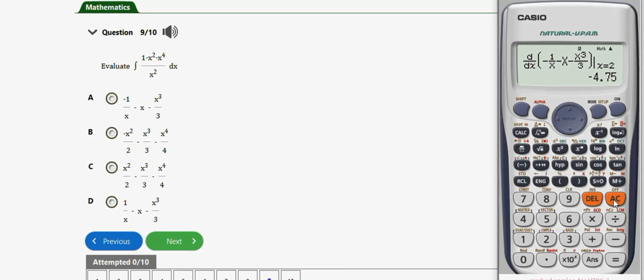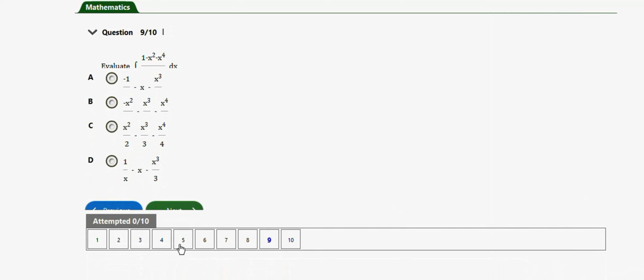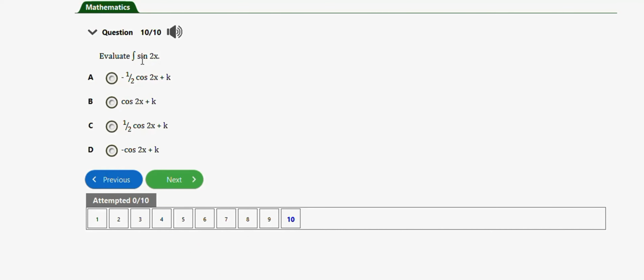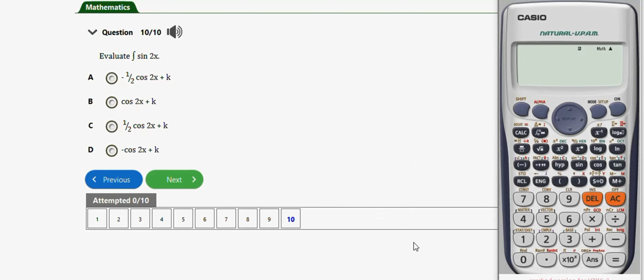Okay, so let's remove this. The next question is this one. It says evaluate sine 2x. Okay, so this is the indefinite integral. Let's make a calculator and solve this. So for this question, the calculator is in radian and we have already stored 2. So let's simplify the function with the 2 is stored. So we have sine 2x, let's press equal to, we have it to be minus 0.75.